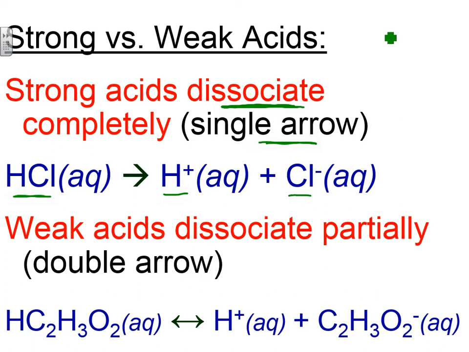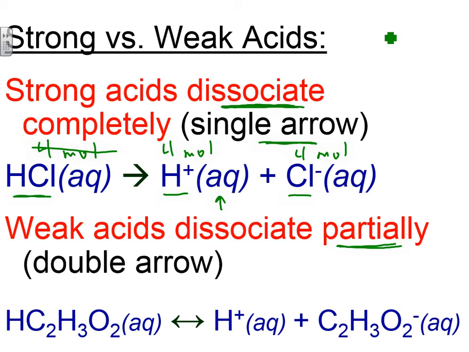Now this means that if you have 4 moles of HCl, you will end up with 4 moles of H plus and 4 moles of Cl minus in solution. In fact, all of the HCl will be gone in solution, and the solution will simply contain these two, solvated by water, surrounded by water molecules. Whereas a weak acid will dissociate only partially.